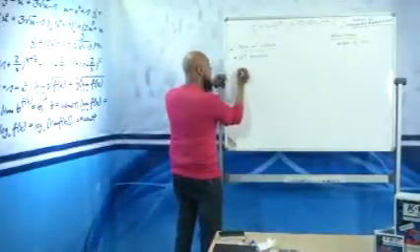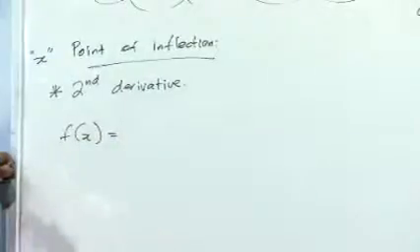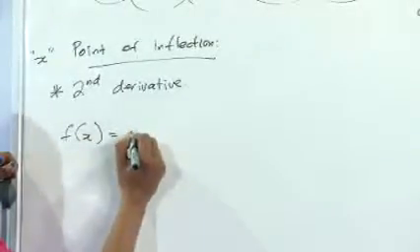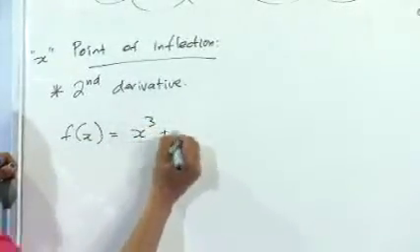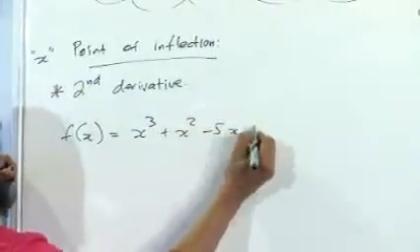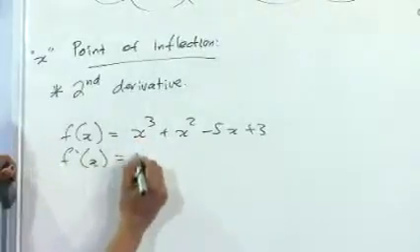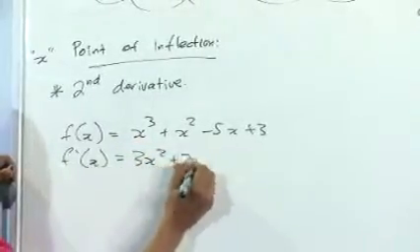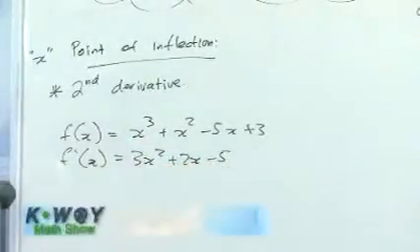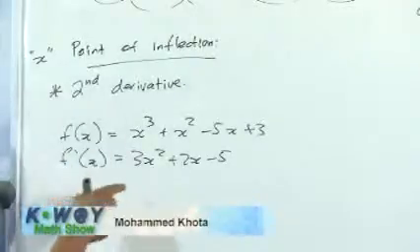So if your original graph was f of x equals, in our previous episode, x cubed plus x squared minus 5x plus 3, we then found the first derivative, which was 3x squared plus 2x minus 5. If you still have your notes, go back to those notes and check.